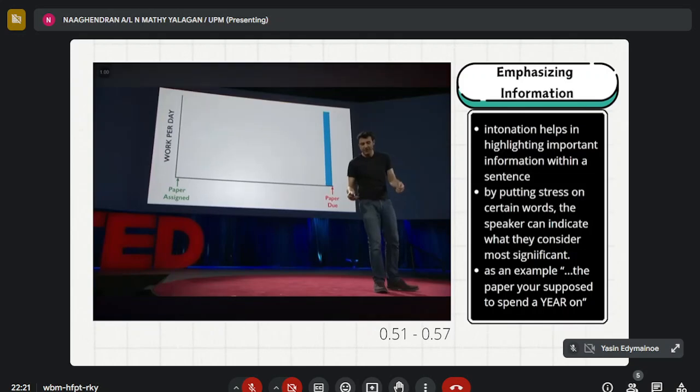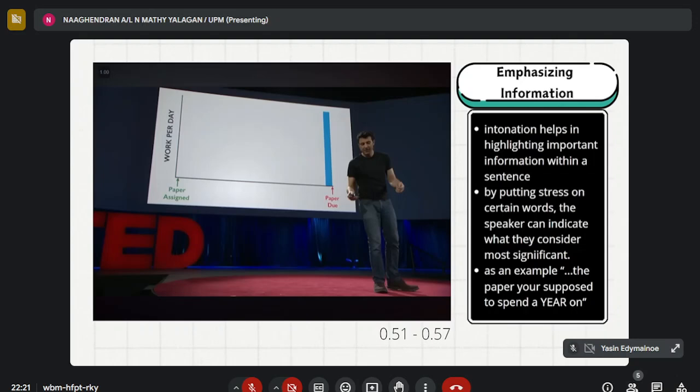Okay, for my last example, is highlighting important information. Intonation aids in highlighting important information, where by stressing certain words or phrases through pitch variation, the speakers can indicate what they consider most significant. For example, in the sentence you heard here, the speaker said, "The paper you're supposed to spend a year on." So he placed a higher pitch on the word year to emphasize the time limit given. Now, this feature is particularly useful in ensuring that key points are not overlooked by the listener.